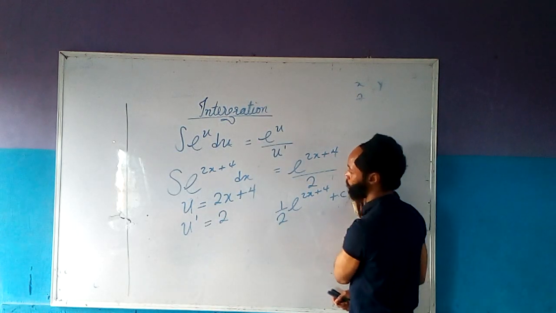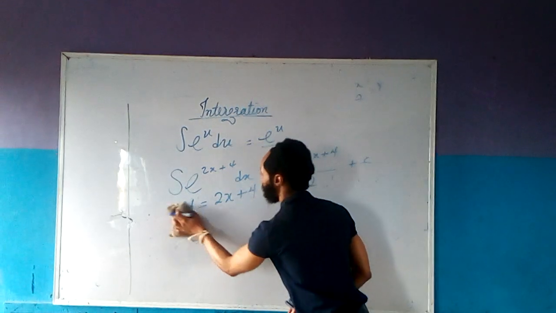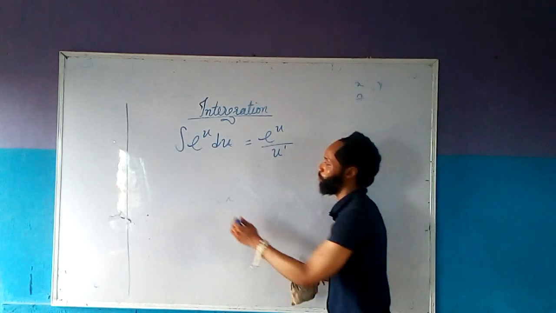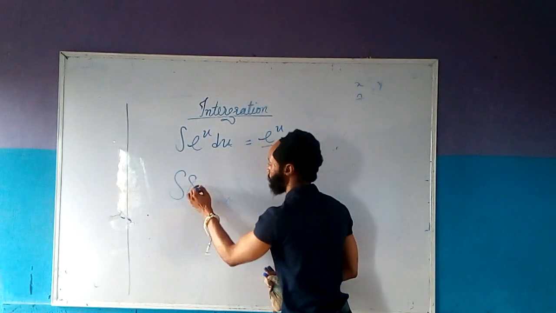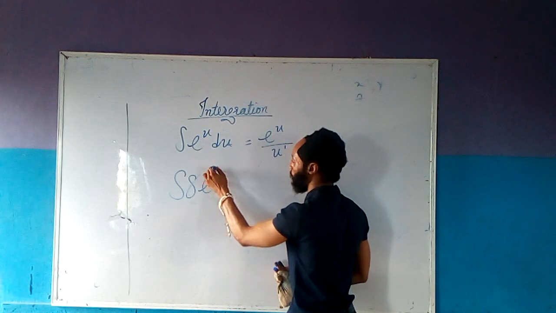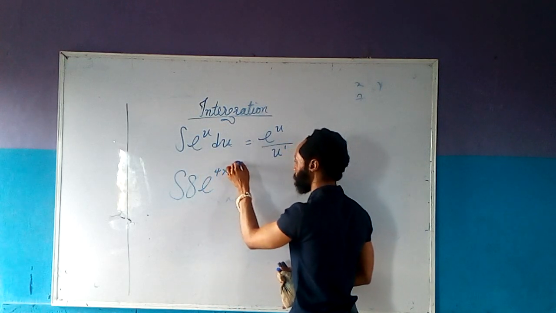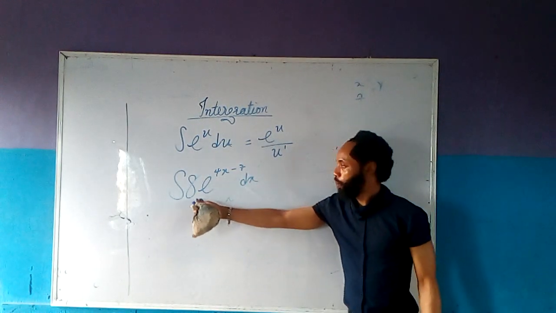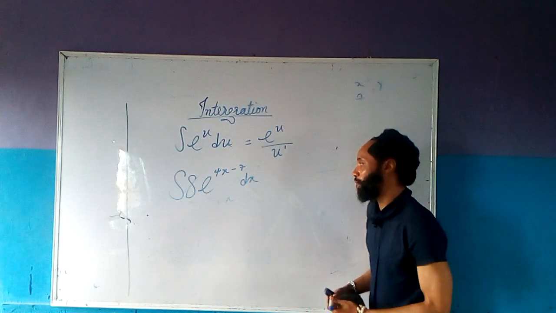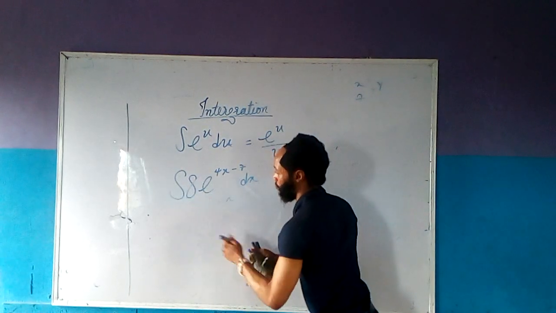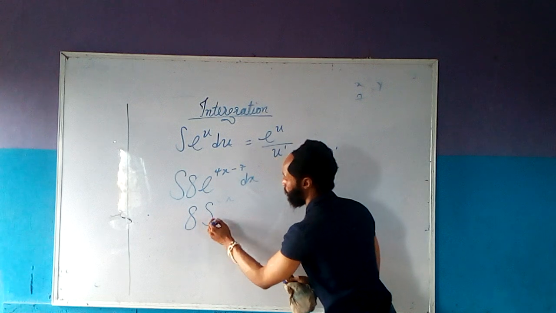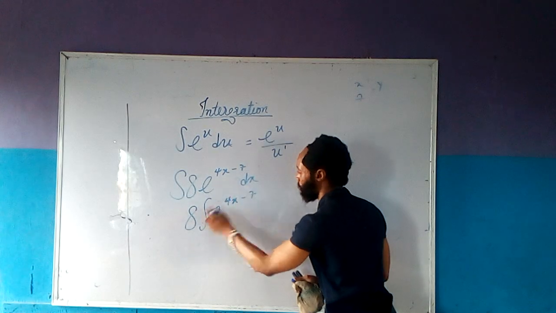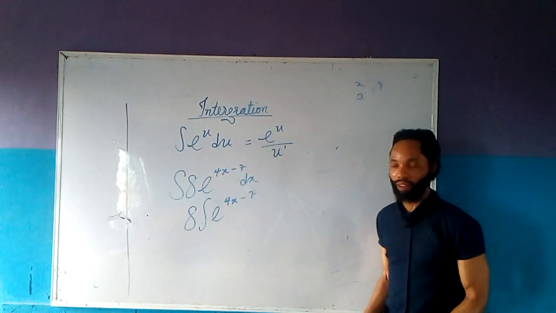Let's take some other examples. Alright, let's add some big boys. Let's say we have 8e raised to power 4x minus 7 dx. What do we do? Well, we could keep our 8. We could bring it back here, and the 8 is just going to multiply whatever we have as a final answer. We have e raised to power 4x minus 7.